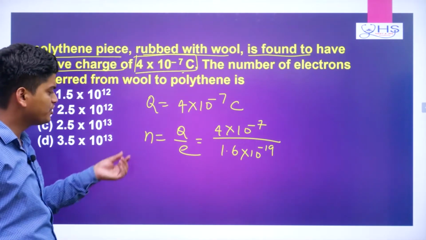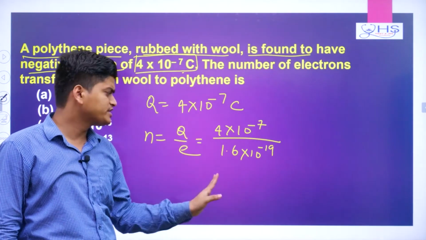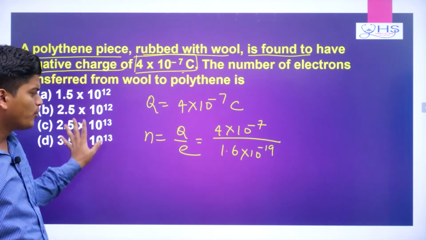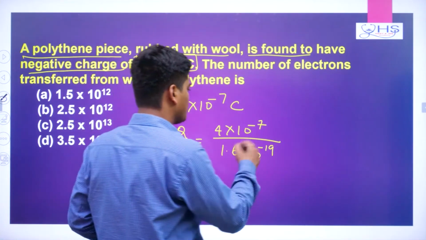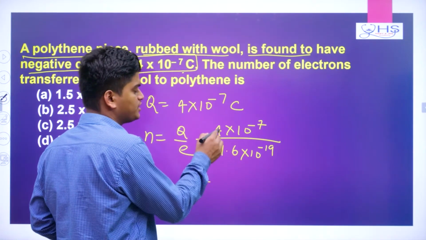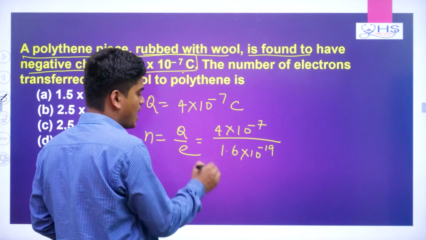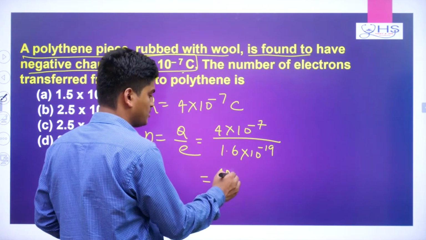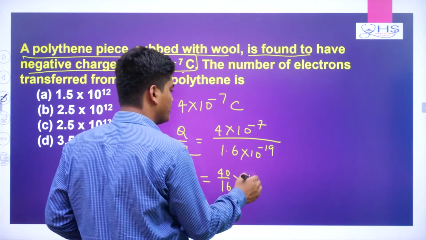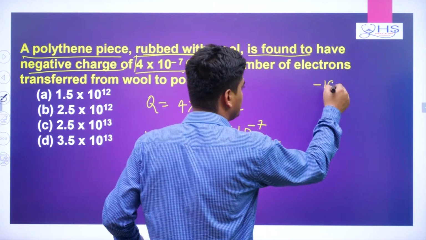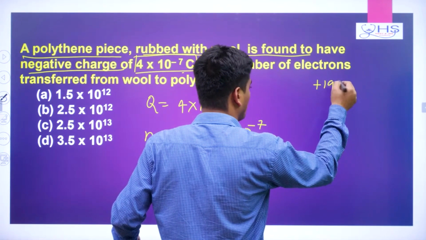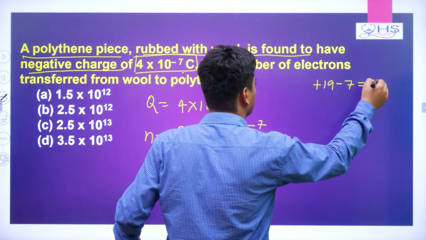Remember, while calculating, there is no need to use any sign, because the number will always be positive. So no negative number needs to be taken. Now calculate here. This is 4 by 1.6, and 10 to the power minus 19 will go up and become plus 19, so minus 7 plus 19 becomes plus 12.